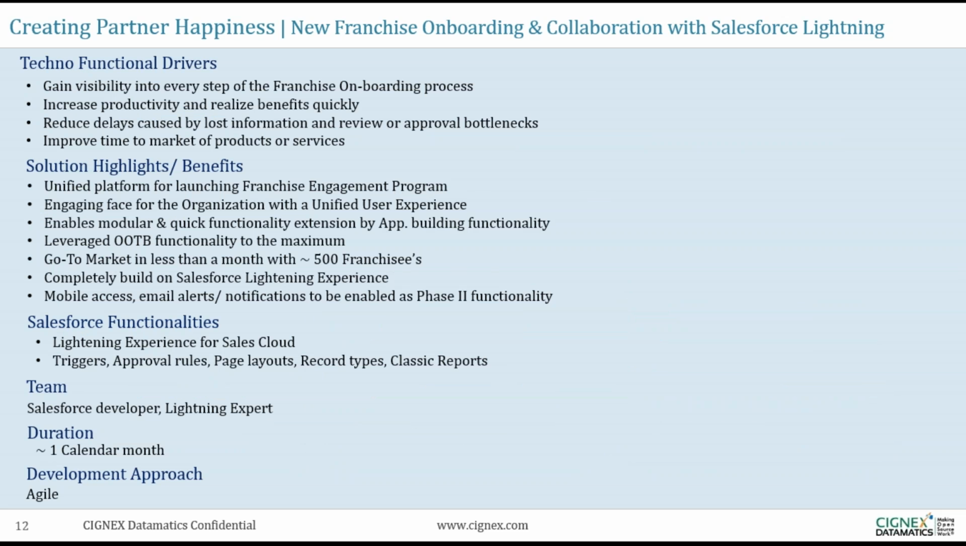The whole application took 4 weeks, and we onboarded about 500 franchisees, nothing but 500 users using the Lightning experience for Sales Cloud. The concept was built on triggers, approvals, and page layouts, all simple application work, and go-to-market was about a month's time. The whole thing was done on agile methodology with two sprints.